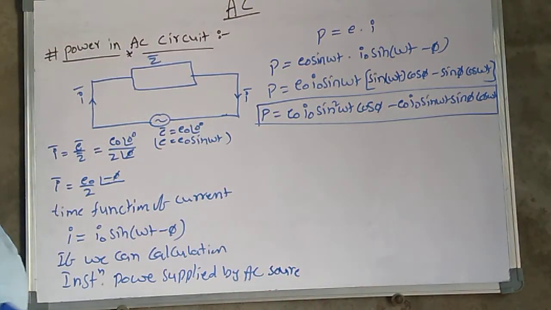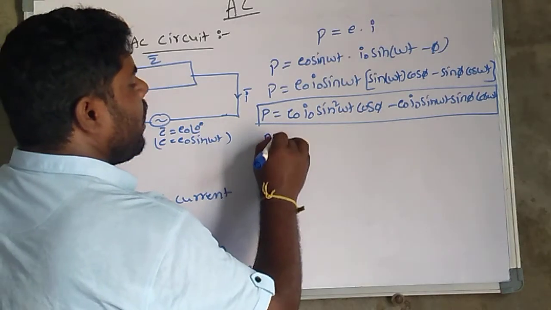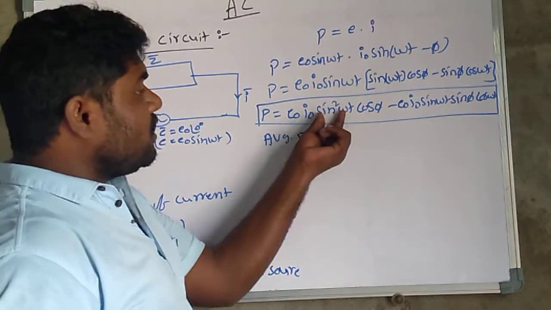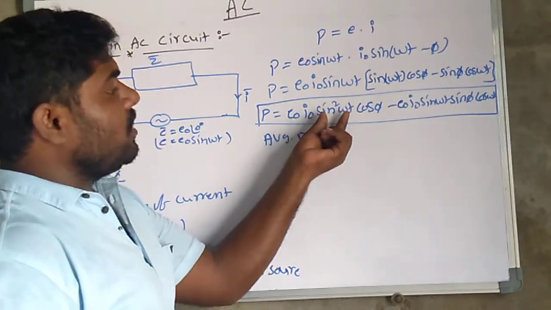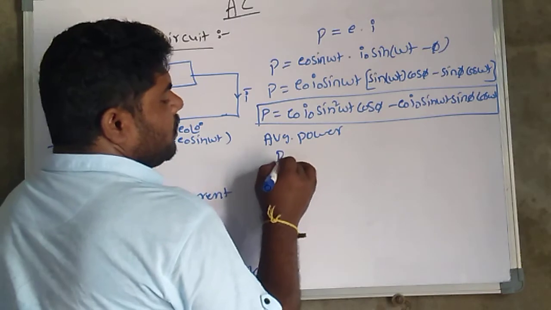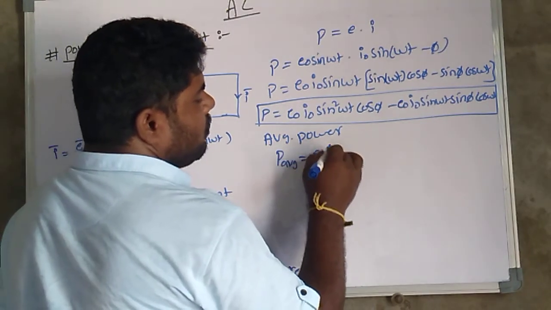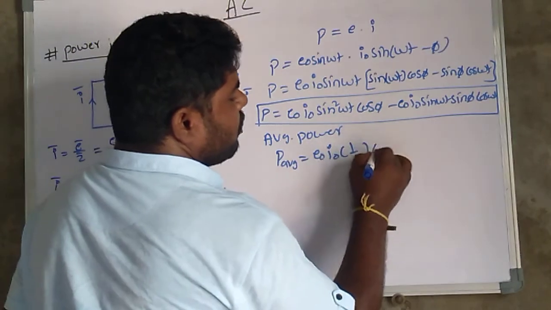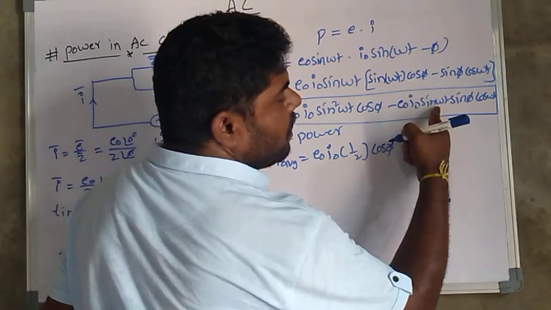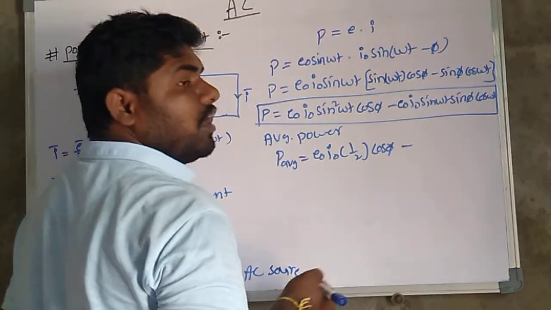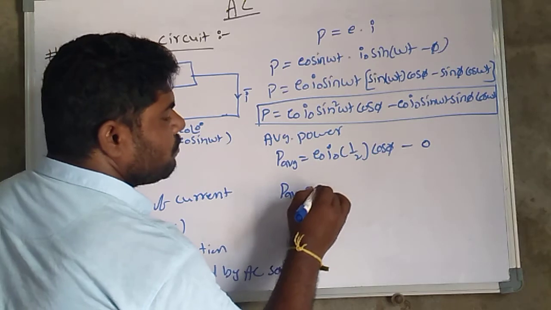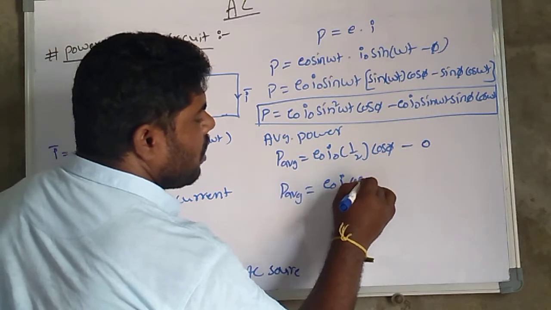Now I am going to write the average power. We already studied the average of sine square omega t in previous classes. So the average power is E naught into I naught into 1 by 2 into cos phi. The second term is 0, because for a full cycle the average of sine omega t cos omega t is 0. So the final average power is E naught I naught cos phi divided by 2.